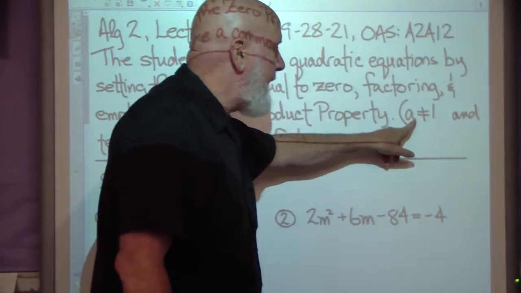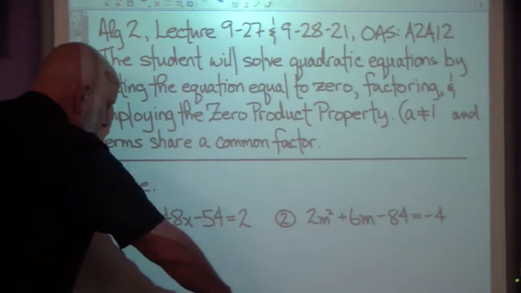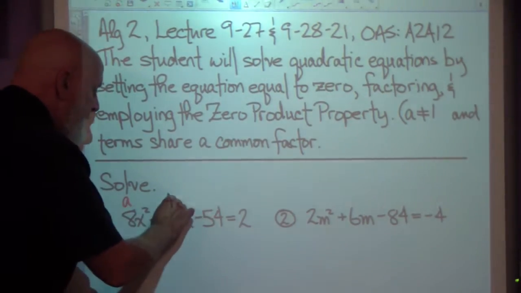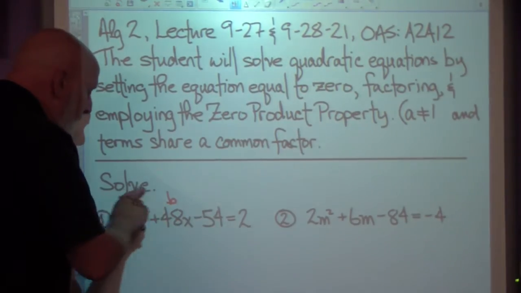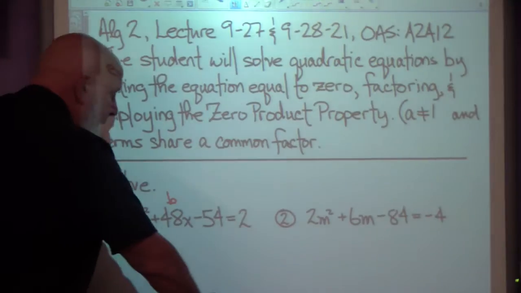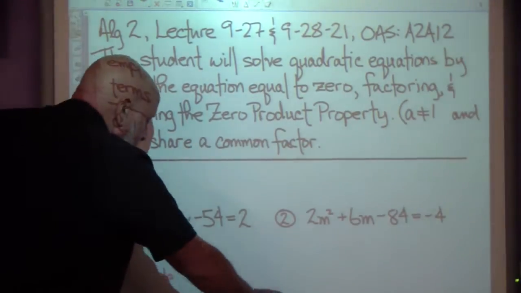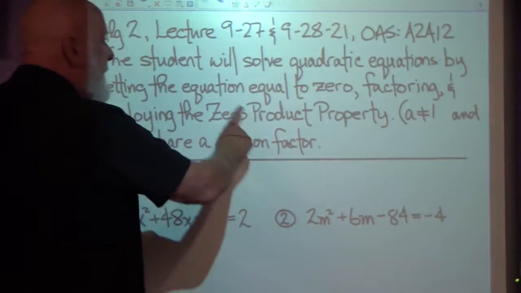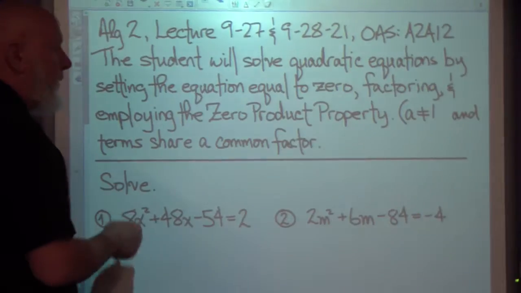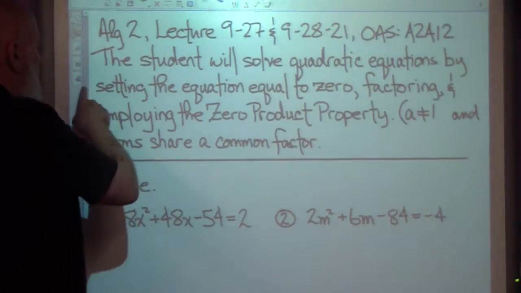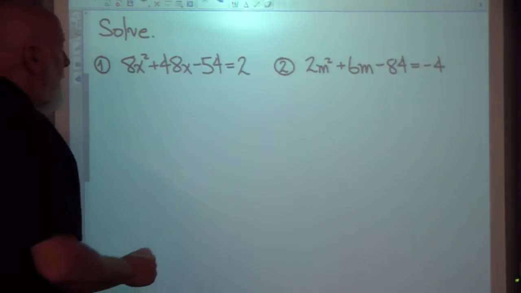In our cases today, A, that's the leading coefficient. This is A, B, and this will be C once I set it equal to 0. But A will not be 1, so I'll have to deal with that, and we're going to deal with it today by factoring out the greatest common factor. So A does not equal 1, the terms share a common factor, and we're going to factor that out. So here we go. We're going to take a look at what all that up there means.